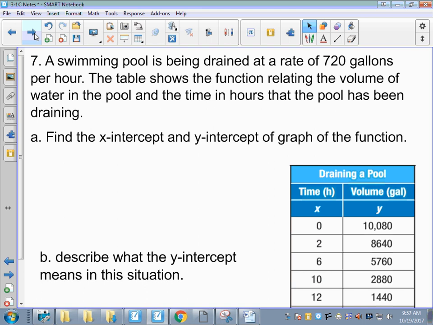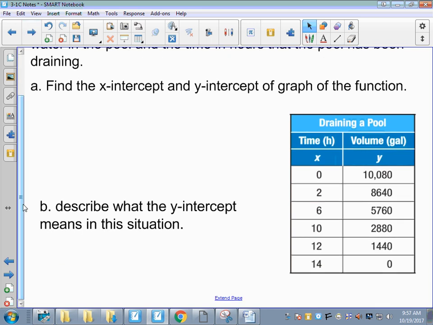Here's a word problem. It's just getting you used to using a table of values. So actually, when you look at it, this is the least amount of work, but I know we get lost in all the words. So a swimming pool is being drained at a rate of 720 gallons per hour. We just drained our swimming pools up here in Michigan because of the winter. The table shows the function relating the volume of water in the pool and the time in hours that it's been draining. So if you look at the table of values, when time was 0, there was 10,000 gallons of water in the pool. After 2 hours, there was 8,000. All the way down to 14 hours, there was 0 water in the pool.